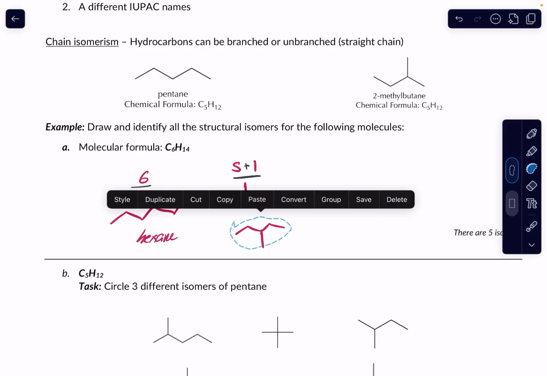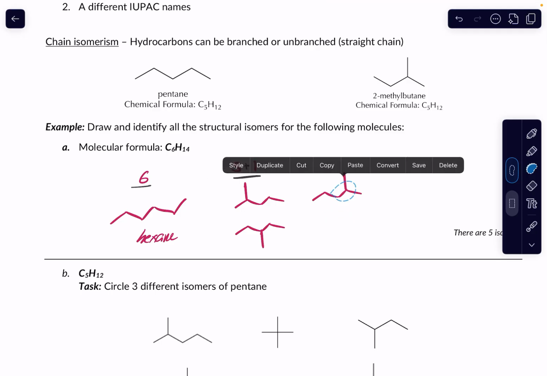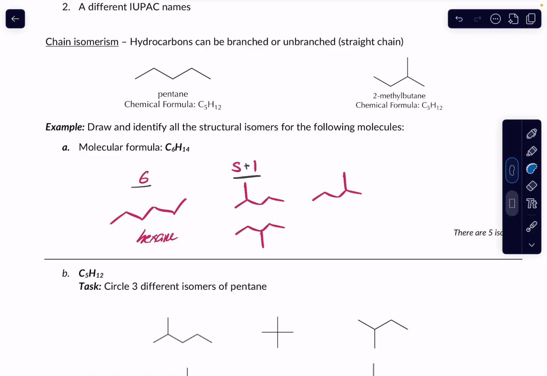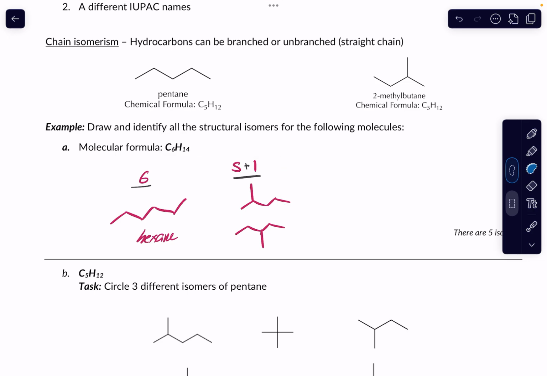So let's duplicate this one more time. And this time, you might think I can put it here. However, that is the exact same thing as this. If I put it there and rotate this, you can see that it is just the exact same thing, slightly arranged differently. So there are only 2 isomers that have a 5-carbon chain.